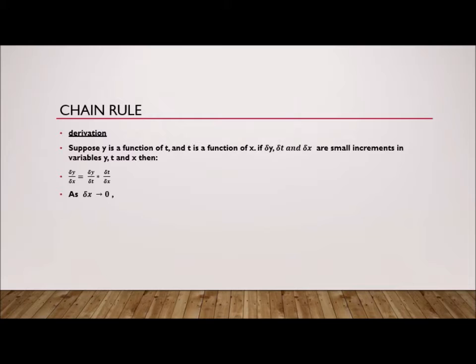Now, as the small change in x tends to 0, small increment in y over small increment in x tends to dy/dx, and correspondingly all the others. So we have dy/dx equals dy/dt times dt/dx. That will be our chain rule. We shall be applying it to solve many reverse problems in differentiation, especially where we have a function inside another function.